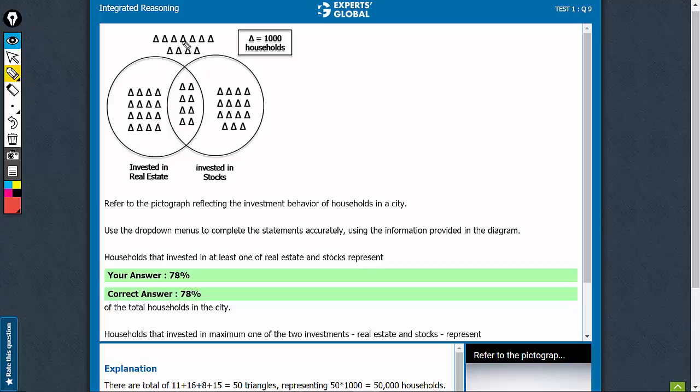Let's count it very quickly. 5, 7, this is 11 outside. This is 15. This is 8. And this is 16. Part 1 of the question is asking at least one of the two investments. So that's 16, 8, 24 plus 15, 39 out of 39 plus 11, 50.